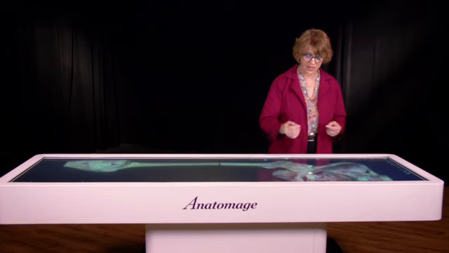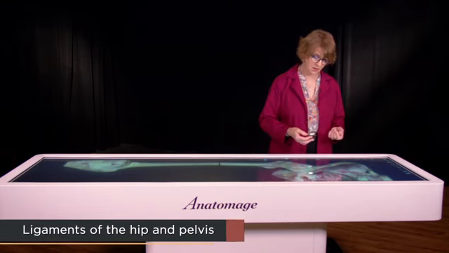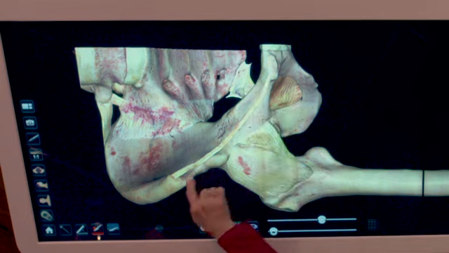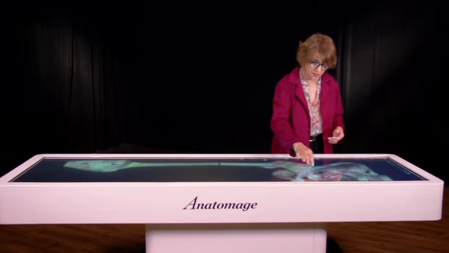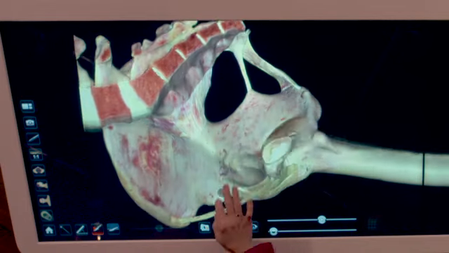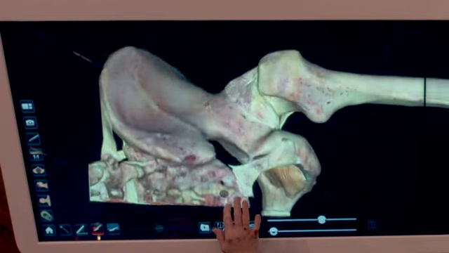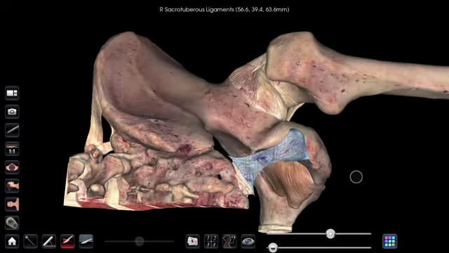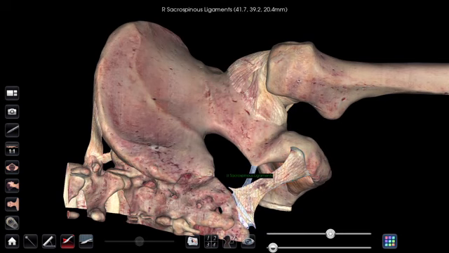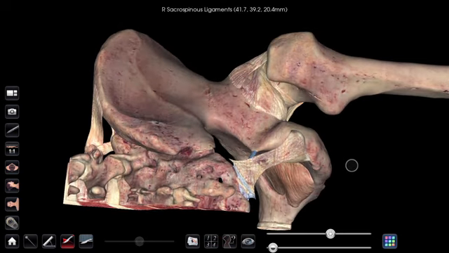To complete our study of the hip joint area, let's take a look at the ligaments of the hip and the pelvis. We can see the inguinal ligament, which I liken to the rolled hem of the oblique muscles. And if we turn posteriorly, we can see the sacrotuberous ligament that joins the sacrum to the ischial tuberosity, as well as the underlying sacrospinous ligament.